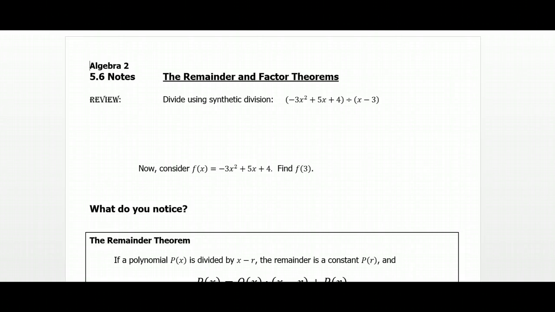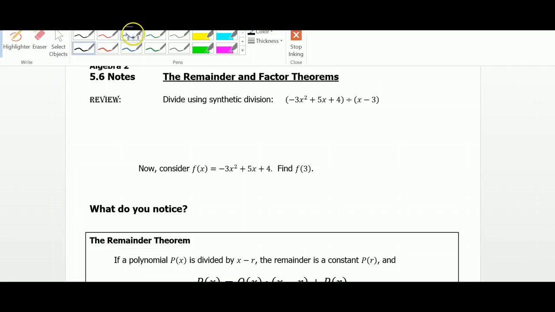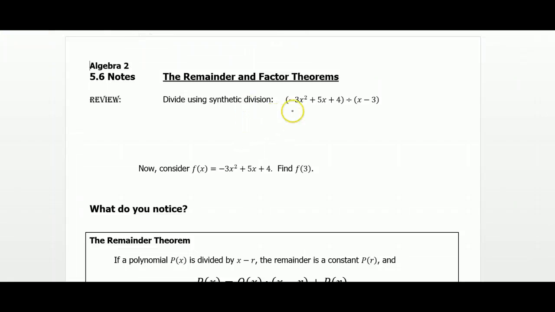I want you to pause the video really quickly, and just this first review problem at the top of this page, I would like you to do this. So you're going to use synthetic division to divide negative 3x squared plus 5x plus 4 by x minus 3. Please do that in the space provided here below.